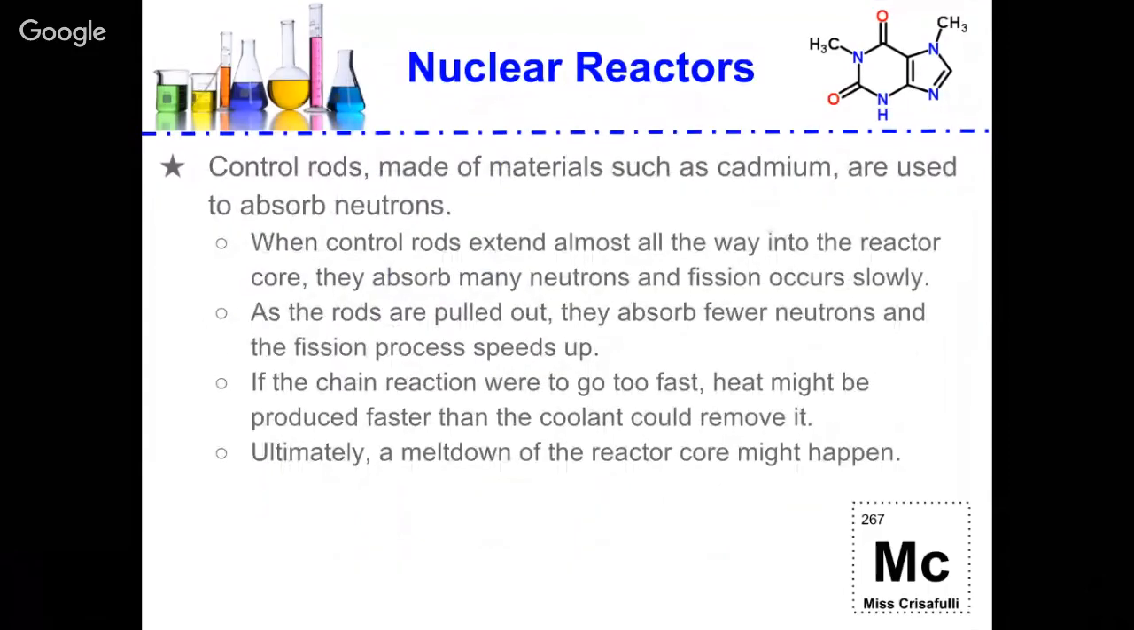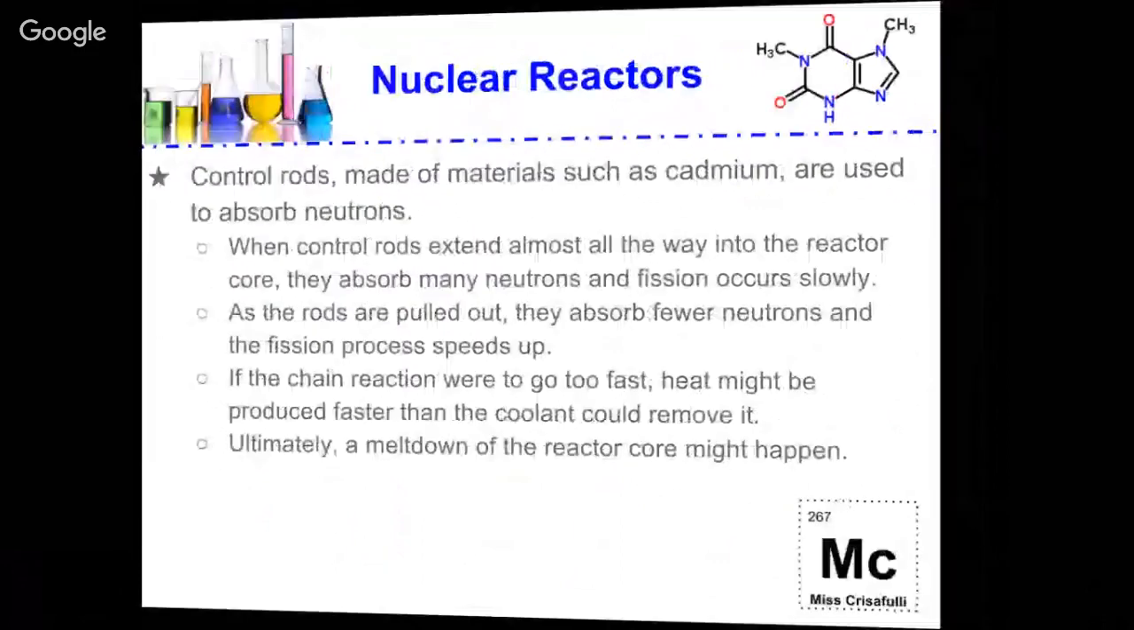Control rods are made of materials such as cadmium, which are used to absorb these neutrons. When control rods extend almost all the way into the nuclear reactor core, they absorb many neutrons and the fission occurs slowly. As the control rods are pulled out, they absorb fewer neutrons and the fission process speeds up. We're going to see this when we do a PhET simulation in class tomorrow. If a chain reaction were to go too fast, heat might be produced faster than the coolant could remove it. This is when a meltdown could occur, and a nuclear reactor core could break and not work sufficiently.